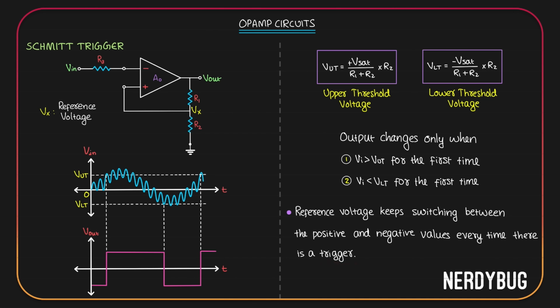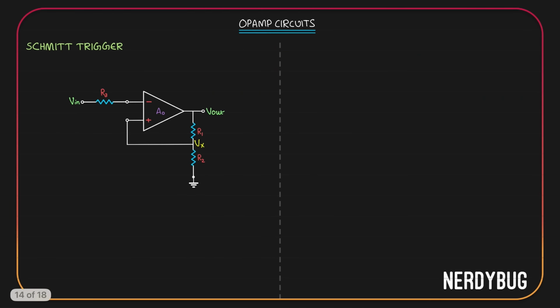The upper threshold voltage and lower threshold voltage are always equal and opposite. What if I want more control over the threshold voltage? What if I don't want them equal and opposite? Let us see how that can be done. This is the only change we have to make. Instead of grounding this point, we'll apply a reference voltage there that is under our control.